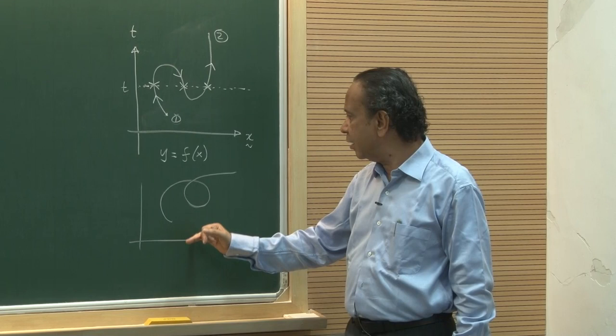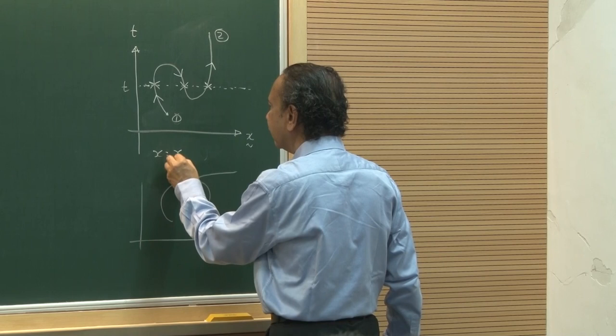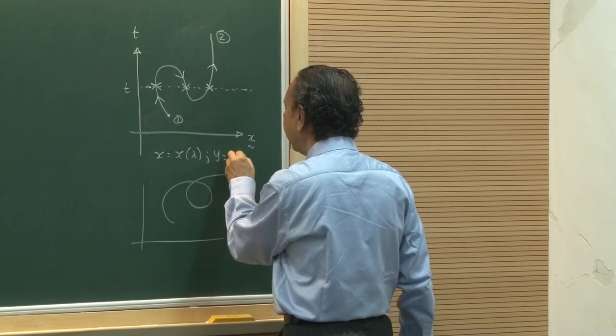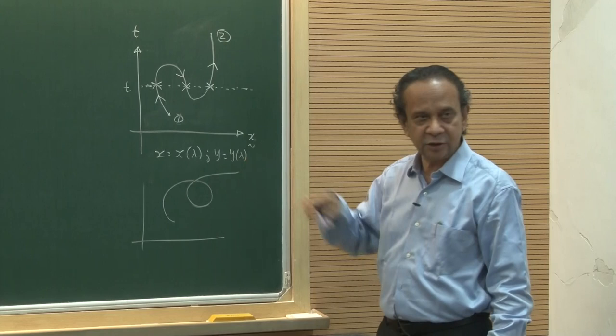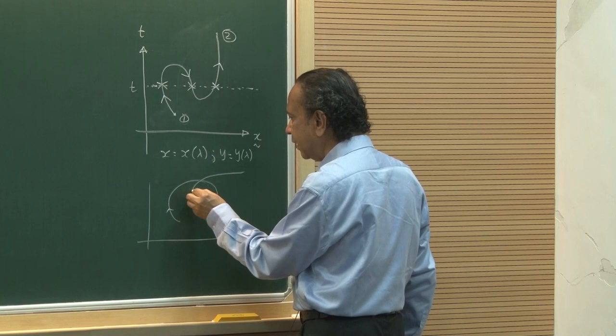So a much nicer way to describe curves in space is to say x is equal to some x of lambda and y is equal to y of lambda, where lambda is a parameter. This is a more general description, instead of eliminating lambda and saying y as a function of x. So when you do that, there is a value of lambda which keeps increasing, and it keeps increasing like that. The value of lambda when the curve first cuts it here and then cuts it here are different. Okay?